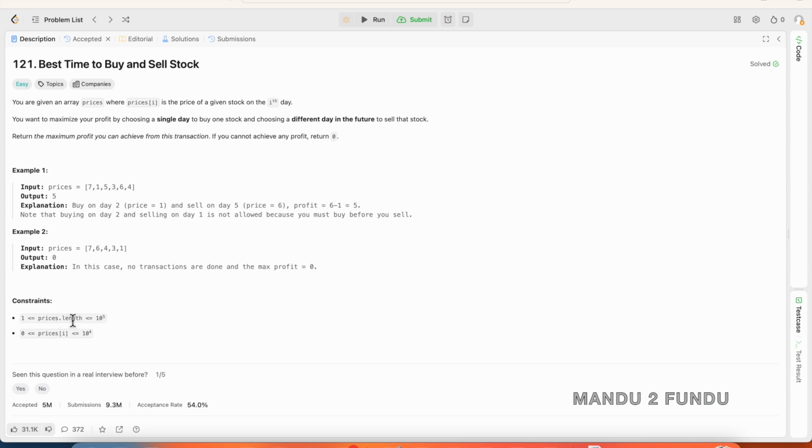The prices length ranges from 1 to 10 to the power 5, so at least one price it will have, and the value of the stock price ranges from 0 to 10 to the power 4.